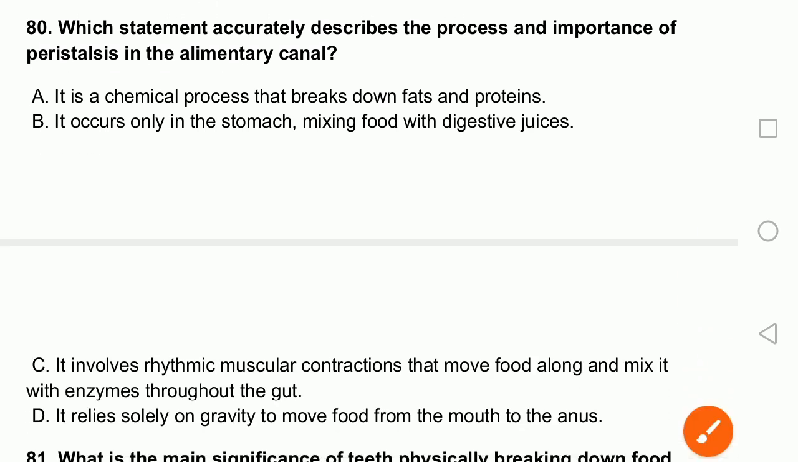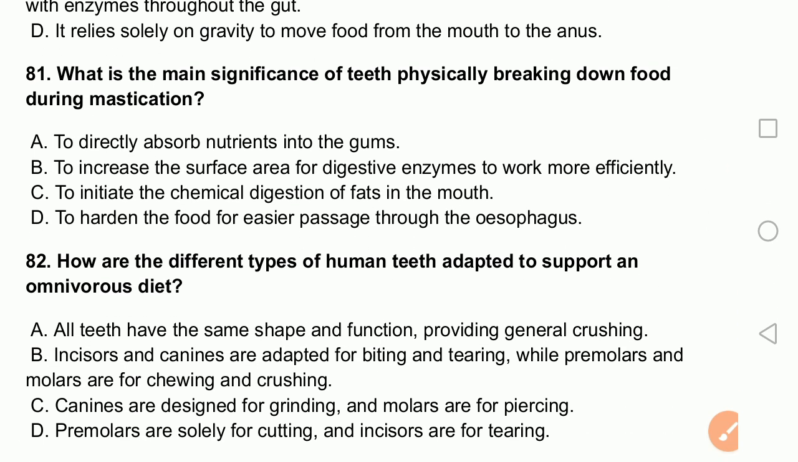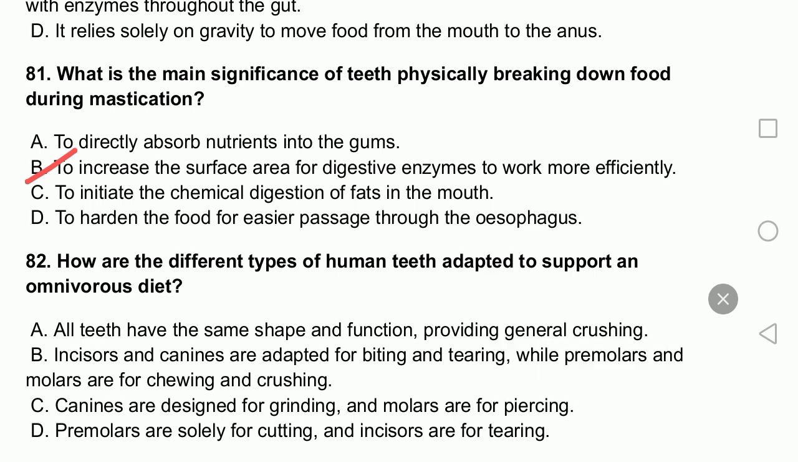Which statement accurately describes the process of peristalsis in the alimentary canal? C. It involves rhythmic muscular contractions that move food along the gut. What is the main significance of physically breaking down food during mastication? To increase the surface area for digestive enzymes to work more efficiently.